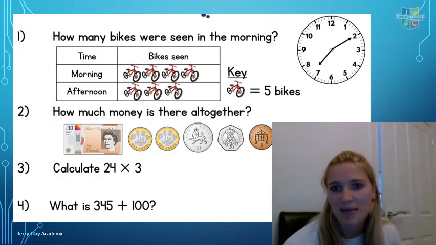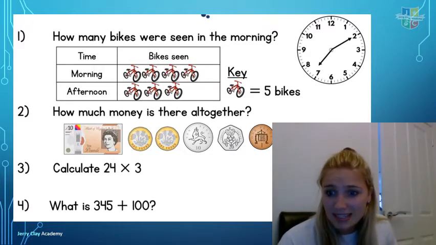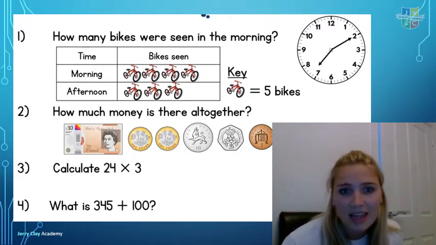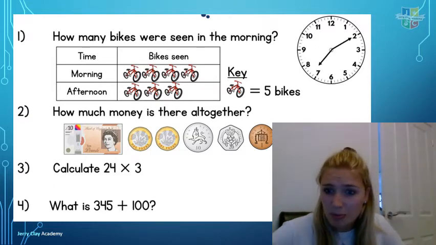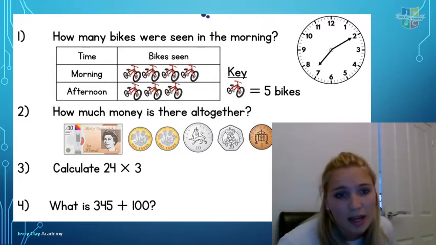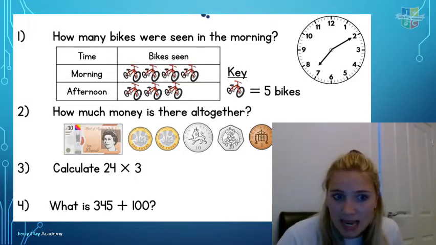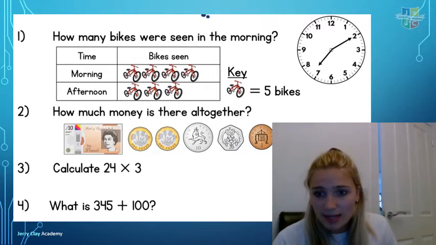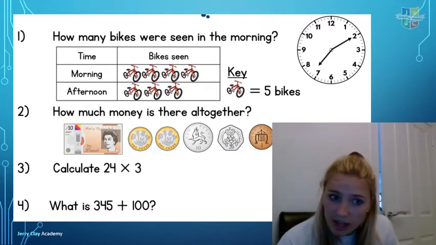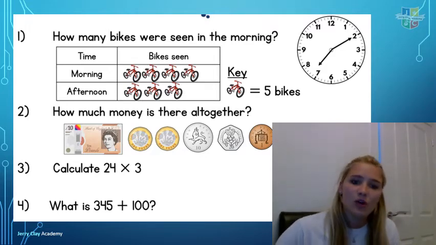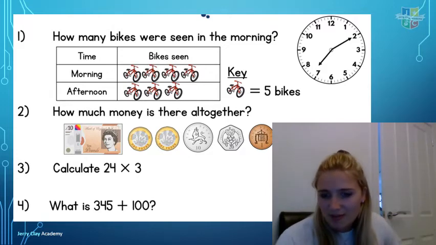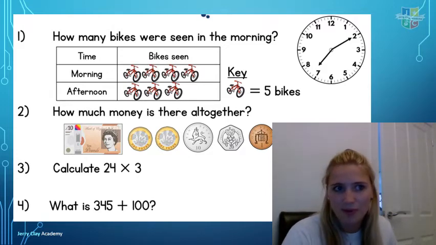First of all, tell me the time on the analog clock. Tell me it's a digital AM and PM as well. Then tell me how many bikes were in the morning. For a bonus point, you could get how many bikes were in the afternoon. Then you'll tell me how much money there is altogether, looking at the money, calculating 24 times 3, thinking about which method to use, your column method, and then finally for number 4, you're working that out. Once you have done that, press play and we'll see if you've got them correct.